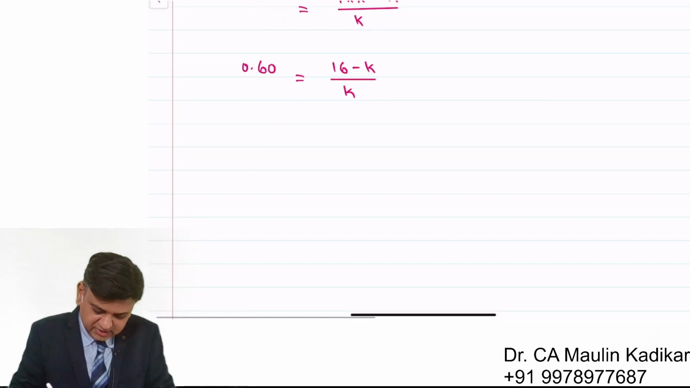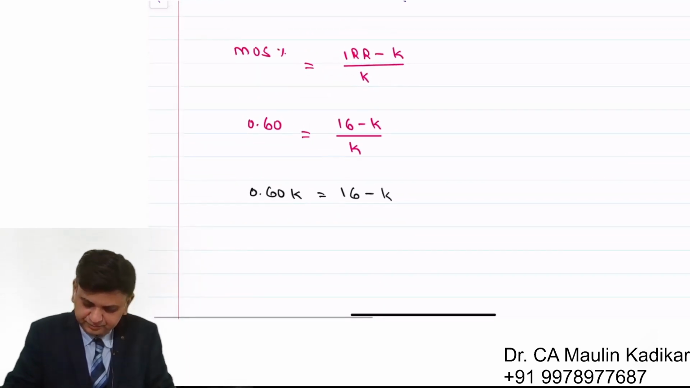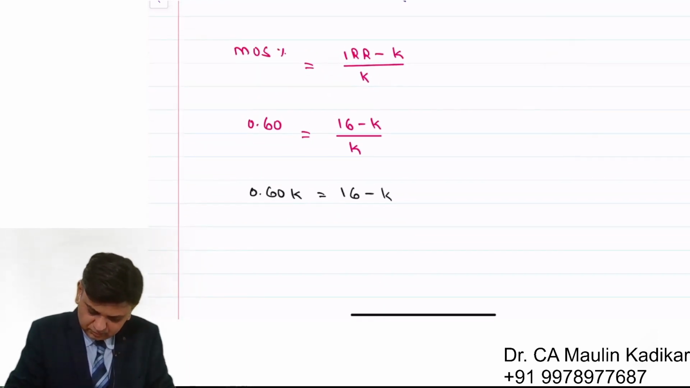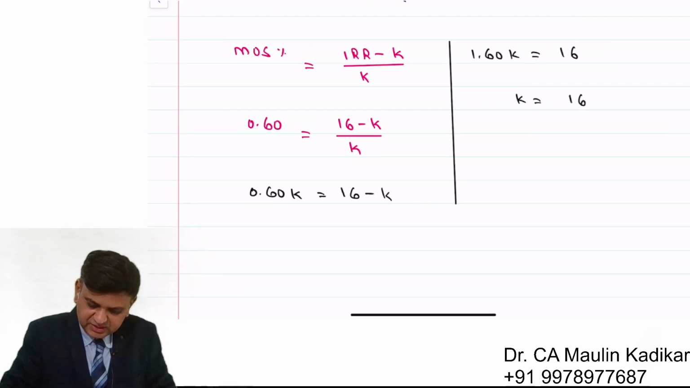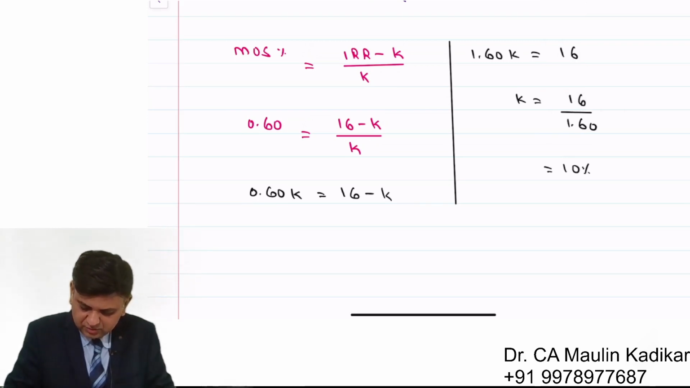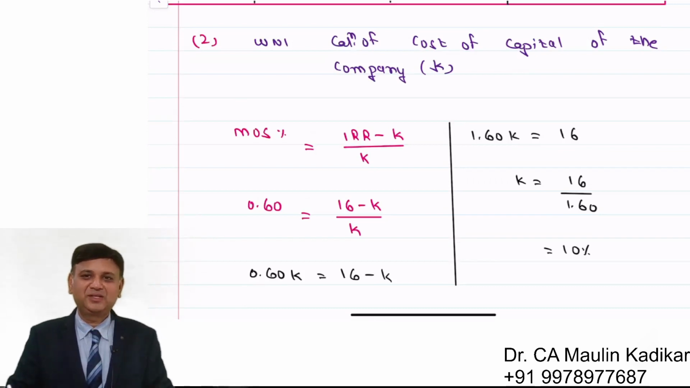Please calculate answer. 0.6 into cost of capital is equal to 16 minus cost of capital. So cost of capital is transferred on the opposite side. So it is 1.6 cost of capital is equal to 16. Cost of capital is 16 divided by 1.6. That comes to 10%. Okay. So now we have got our cost of capital 10%.